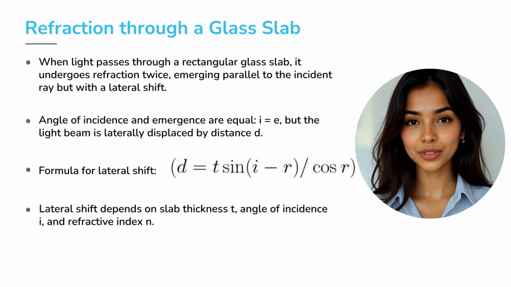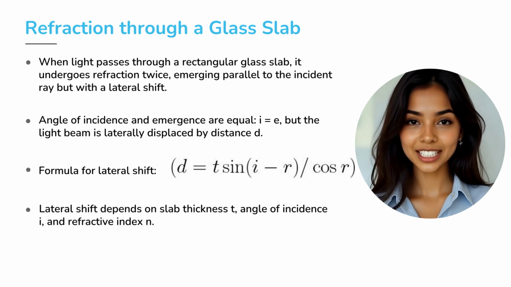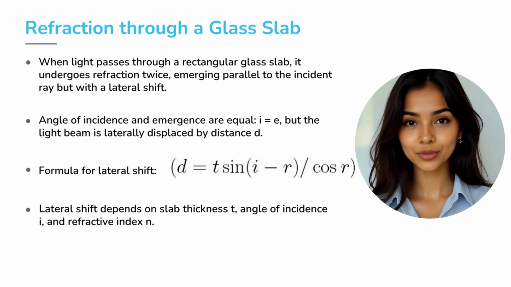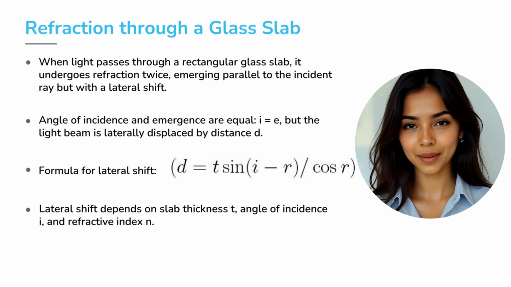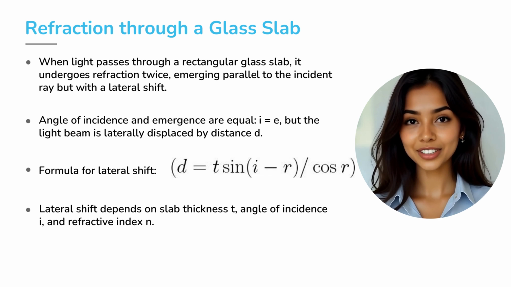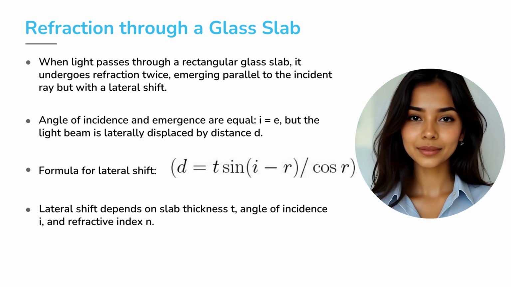However, even though the emergent ray is parallel to the incident ray, it is shifted sideways, a bit like a car changing lanes but keeping the same direction. This sideways movement is called lateral shift, denoted by d. The amount of this lateral displacement depends on the thickness of the slab, denoted by t, the angle of incidence i, and the refractive index n of the glass.